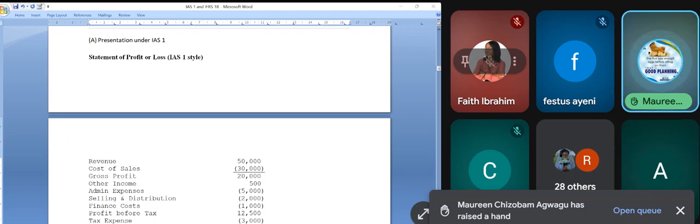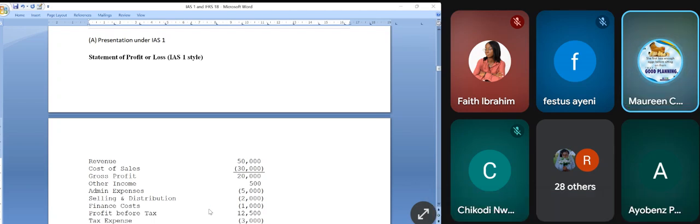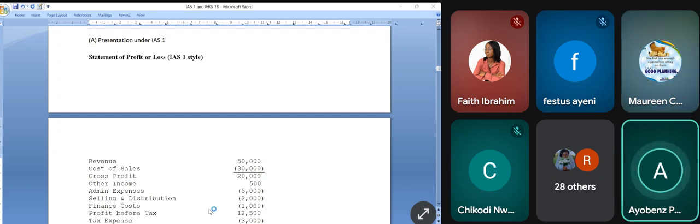Okay, for you to get your cost of sales, you consider your opening inventory. After opening inventory, you add your purchases. After adding your purchases, you deduct closing inventory. And you have your cost of sales. Thank you. So how do you treat return inwards and return outwards?